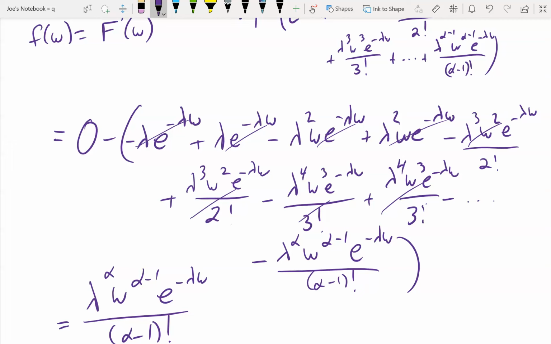Alpha is the number of occurrences. Now again, to get to this point for this particular problem, we had to assume that alpha was an integer, right? Because we went through the Poisson pieces to get the terms in our sum. Okay? But this gives you an idea of what the PDF should look like.